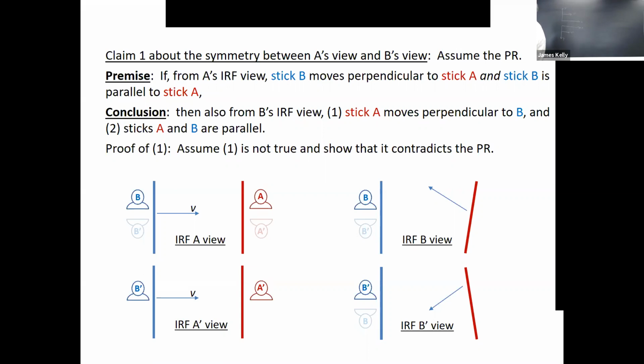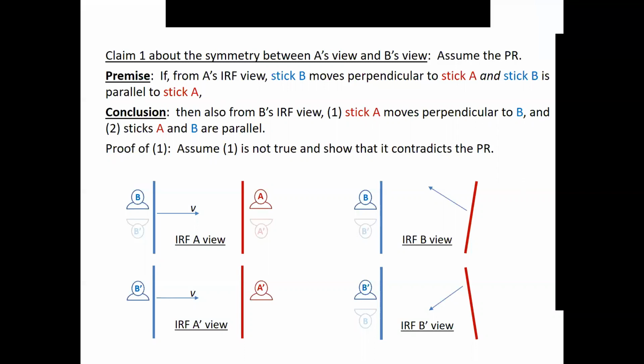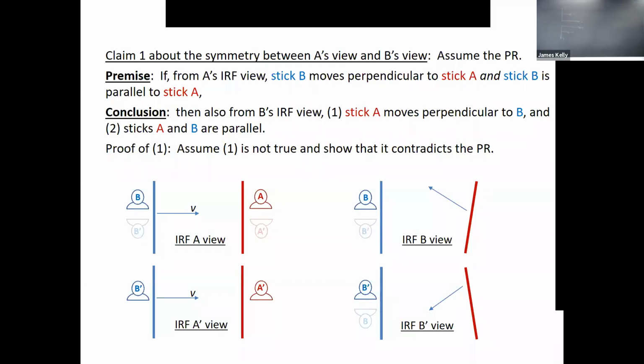The claim, just to restate the comment, is that B and B prime should get the same result. In other words, they're performing an experiment and they should get the same result. Why should they get the same result? Just to dig a little bit deeper. That's the principle of relativity, right? Two observers should get the same result as long as the same experiment is being performed, right?